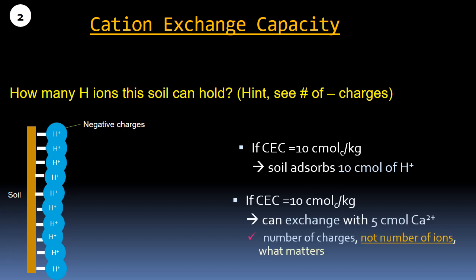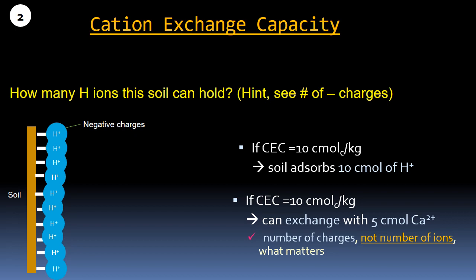However, if I change and I ask you now how many calcium ions it can hold, then you have to think about it. Now, calcium is 2+, and to satisfy all the negative charges in the soil, you don't need 10. You only need 5, because calcium is 2+.